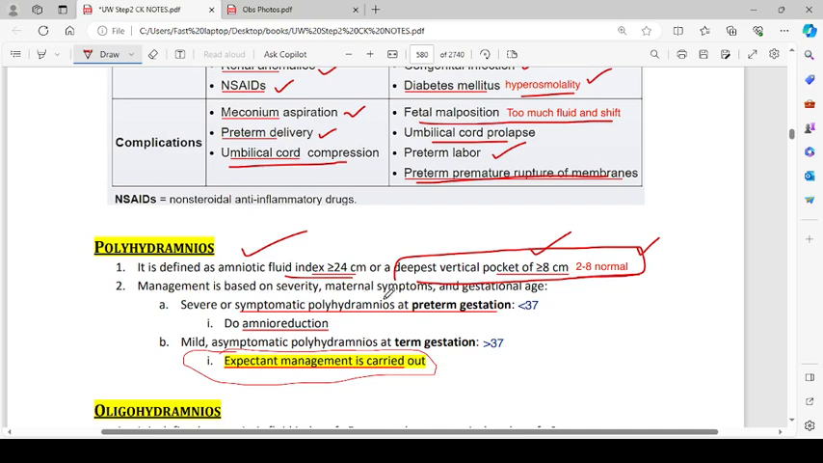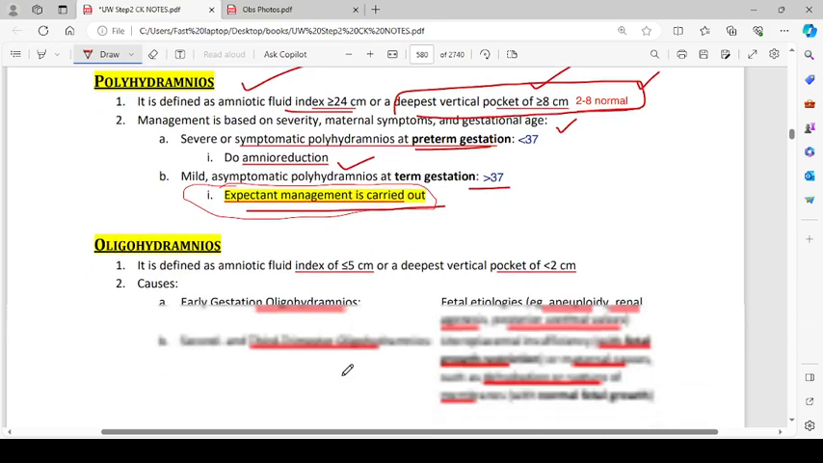Management is based on severity, maternal symptoms, and gestational age. For severe or symptomatic polyhydramnios at preterm gestation, less than 37 weeks, do amnioreduction, that is, aspirate the excess amniotic fluid. For mild asymptomatic polyhydramnios at term gestation, more than 37 weeks, expectant management is carried out.